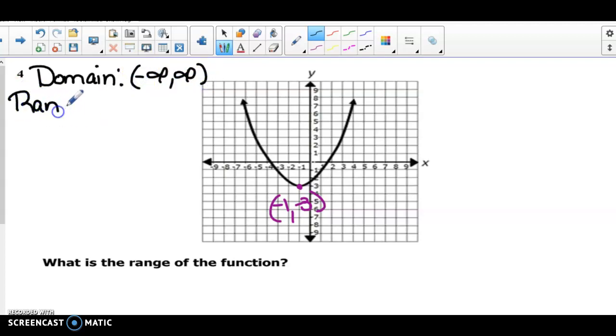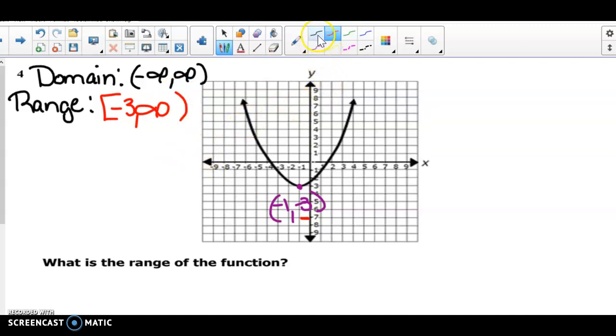The range, we have a low point here, and remember we're talking about our y value when we talk about lows or highs. So the lowest point here is -3. It is part of our graph, so we close it with a squared off bracket, but it does continue to move upward and doesn't stop, so that is to positive infinity for y.